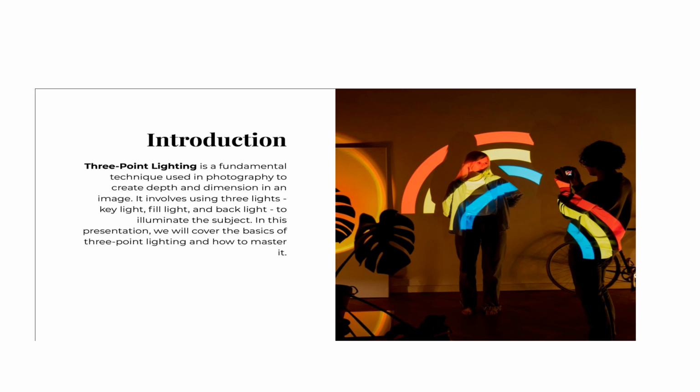First is introduction. Three-point lighting is a fundamental technique used in photography to create depth and dimension in an image. It involves using three lights: key light, fill light, and backlight to illuminate the subject. In this presentation, we will cover the basics of three-point lighting and how to master it.